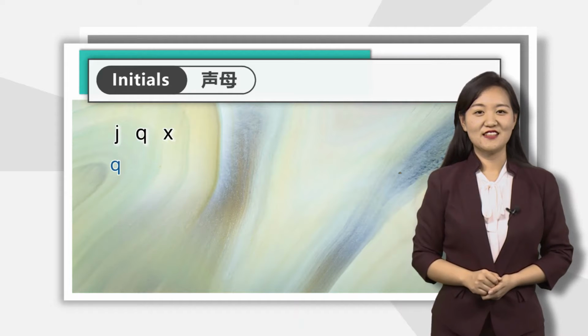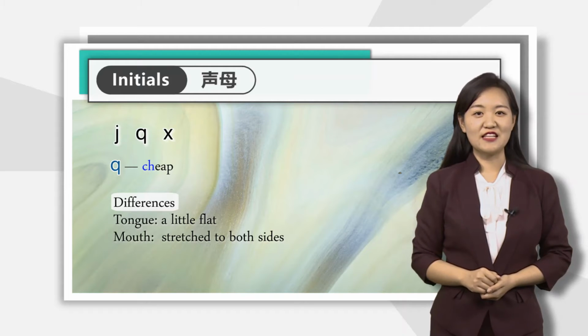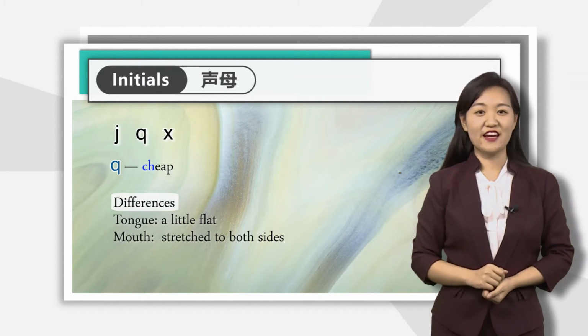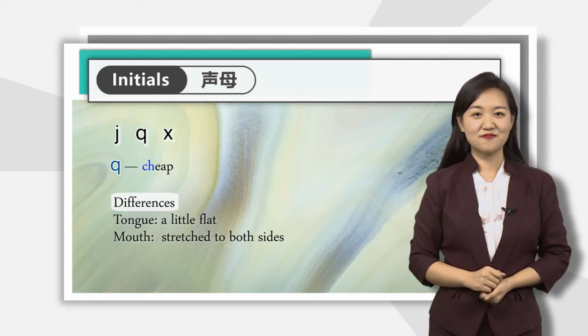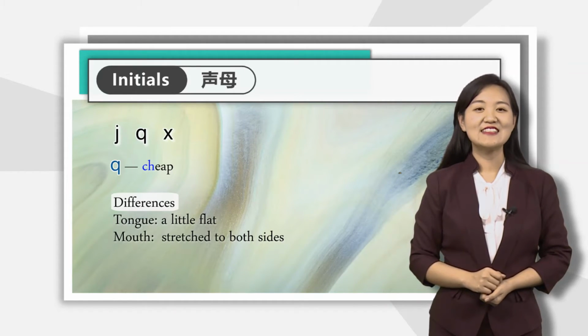The next one is 七. 七 sounds similar to the first sound of cheap. But when pronouncing 七, your tongue should be more flat. And also you need to stretch your mouth to 2 sides. Qi. Now listen to me carefully and feel the difference. Cheap. Qi. Read after me. Qi. Qi.